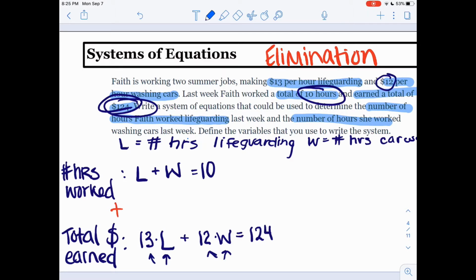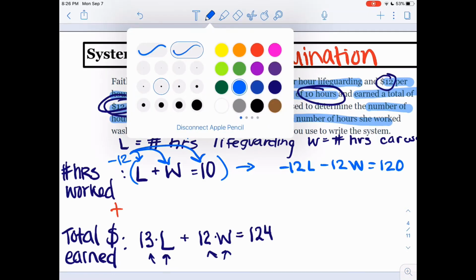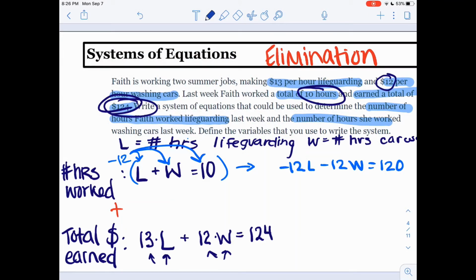So for example, I'm going to multiply this top equation by -12 because this W becomes W times negative 12. That's the opposite of positive 12, and it'll cancel out. So I'll show you how this works. I'm multiplying everything by negative 12. So I'm going to end up with a new but equivalent equation that says negative 12L minus 12W equals negative 120. Underneath that, I'm going to write my original equation.